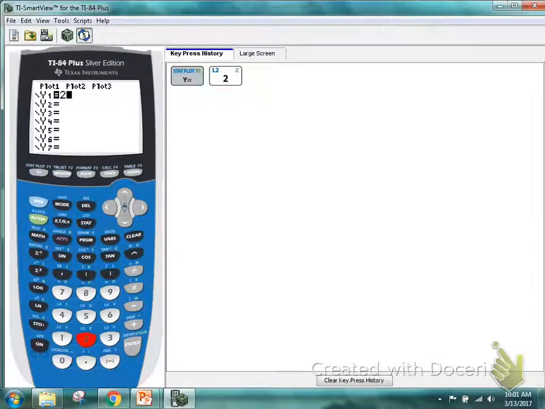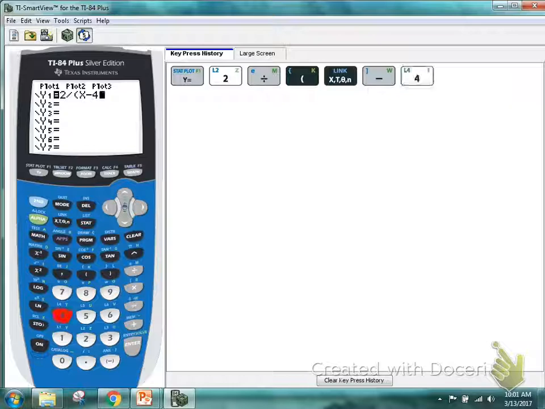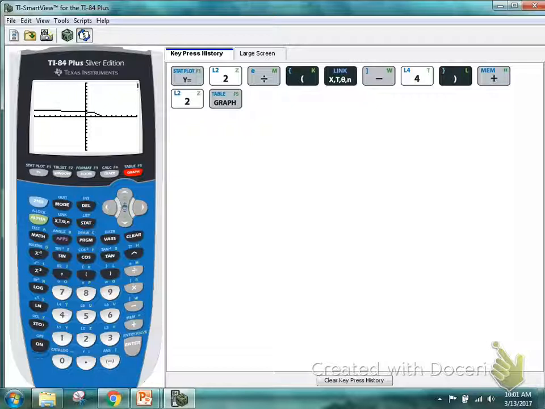So 2 divided by parentheses on the denominator, x minus 4, close the parentheses, which groups the fraction together, and then a plus 2 after that. Then you hit graph, and hopefully you see that. It looks pretty close to what we just drew on our paper. You'll notice the major difference is that it doesn't give you the asymptotes on your calculator.